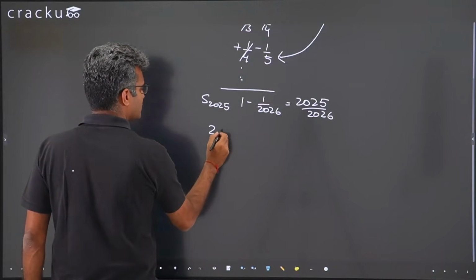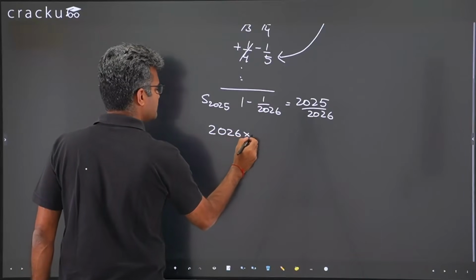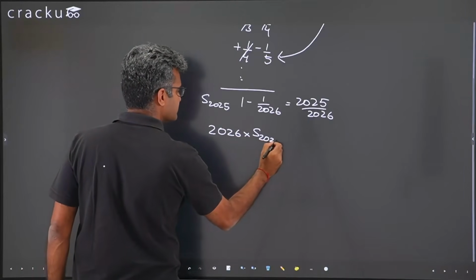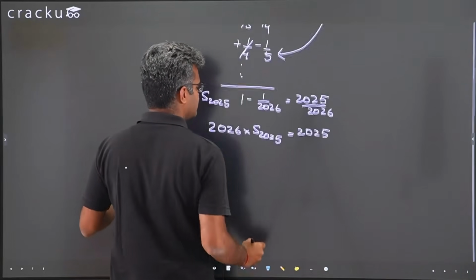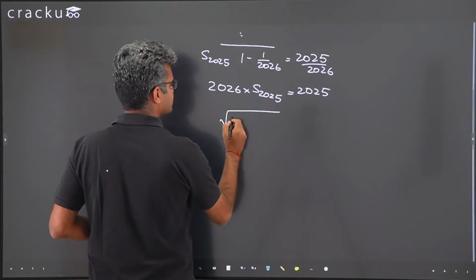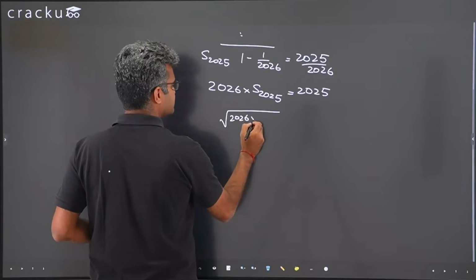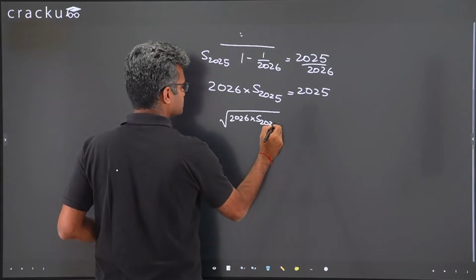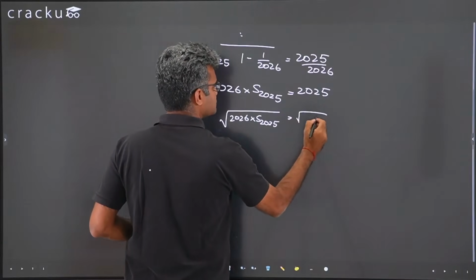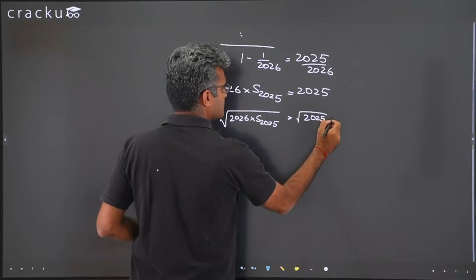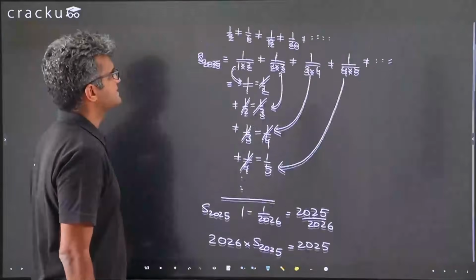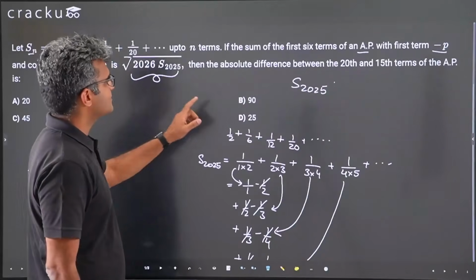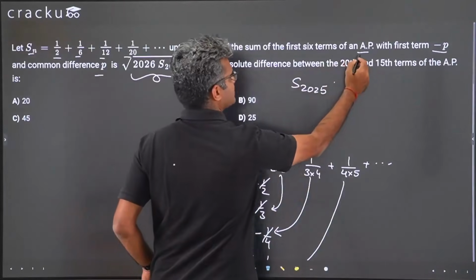So what is the value of 2026 into S of 2025? This is simply equal to 2025. And the square root of this, which is what is given in the question, is equal to square root of 2025, which is equal to 45. But what exactly is this? This is the sum of the first 6 terms of the arithmetic progression.